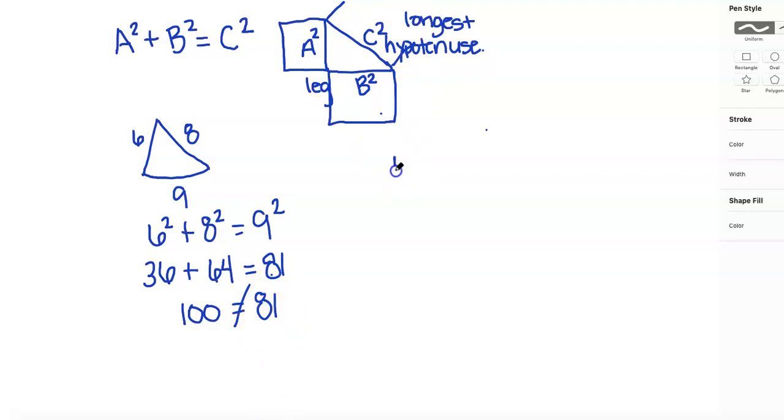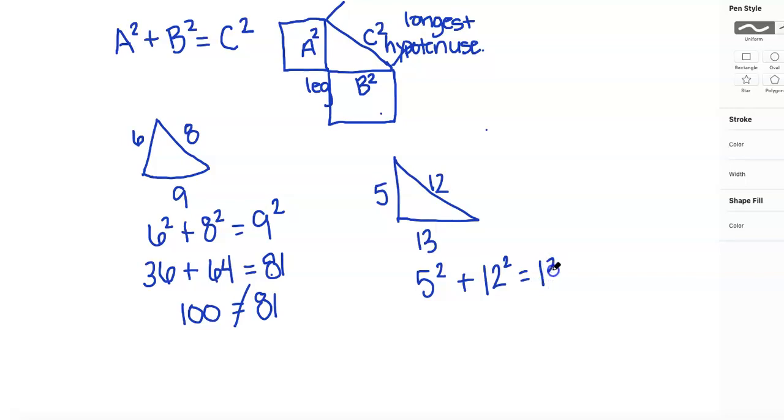All right, let's try another one of those. So again, you have a triangle, and you have your three sides. Okay? So again, I'm going to take 5 squared plus 12 squared equals 13 squared, because 13 is bigger than any other number, so that's always my c. I'm going to have 25, because 5 times 5 is 25. 12 times 12 is 144. And 13 squared is 169.